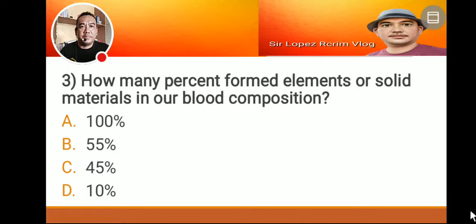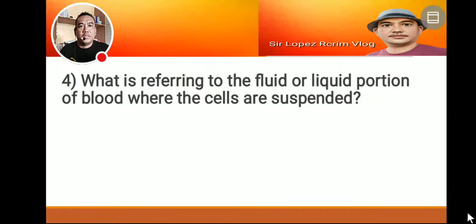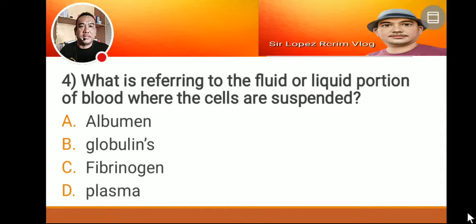Question number 4. What is referring to the fluid or liquid portion of blood where the cells are suspended? Letter A, albumin. Letter B, globulins. Letter C, fibrinogen. Or letter D, plasma.